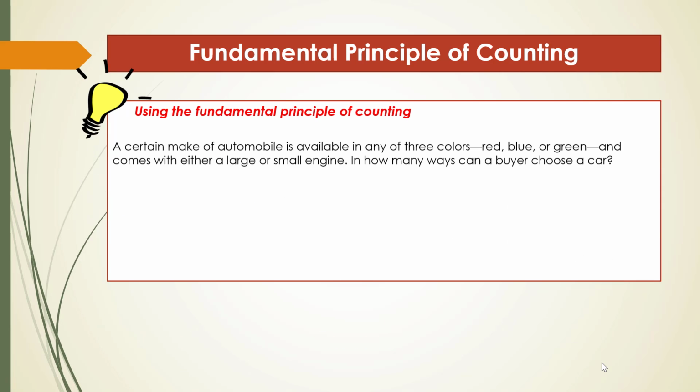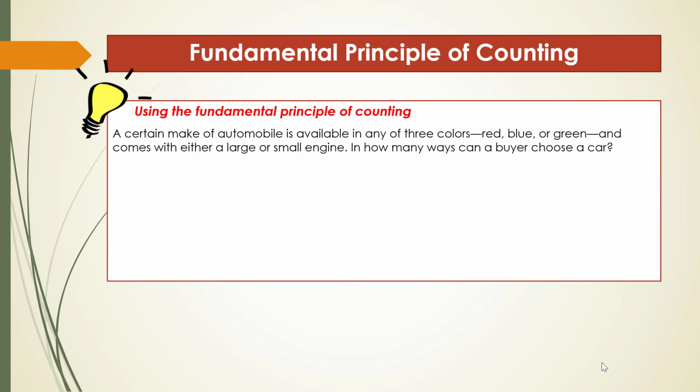Here is an example. A certain make of automobile is available in any of three colors, red, blue, or green, and comes with either a large or small engine. In how many ways can a buyer choose a car?